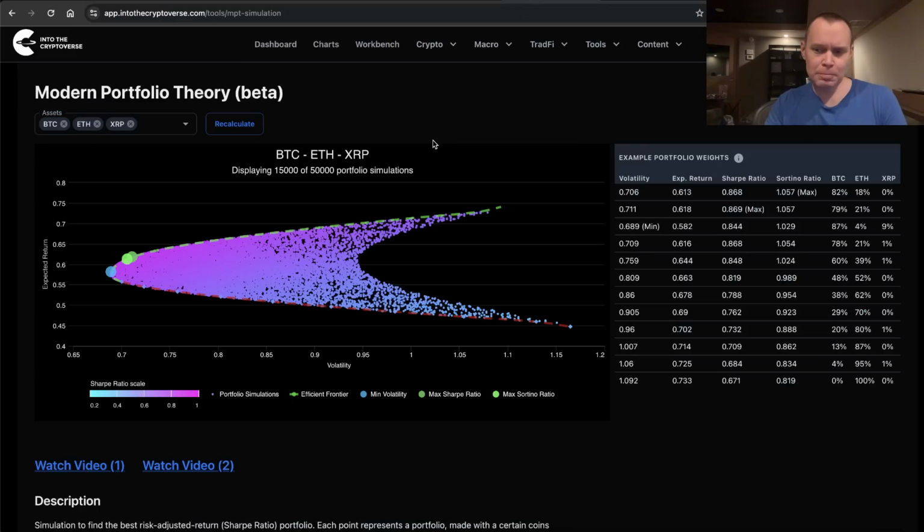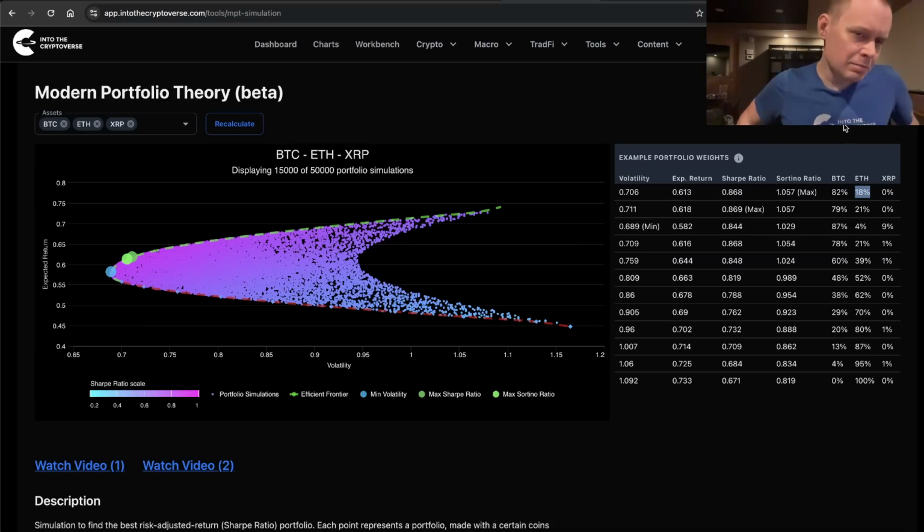So when you add XRP into the mix, it's kind of interesting. And again, the great thing about this is that it doesn't matter what I think or what you think. It's all about what the math says, okay? So don't get mad at me, right? Take out your frustration on maybe someone else's altcoin, all right? But according to modern portfolio theory, the Sortino ratio is maximized at 82% Bitcoin, 18% ETH, 0% XRP.